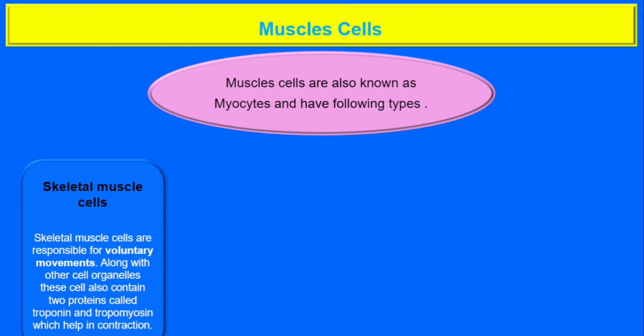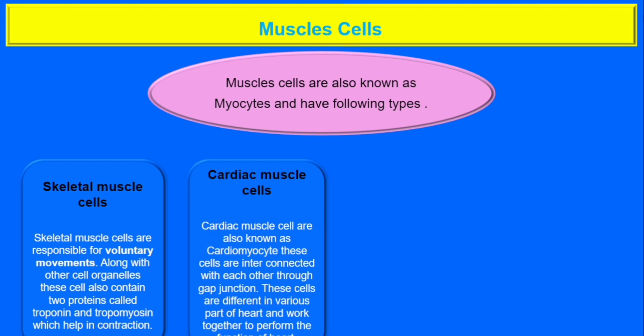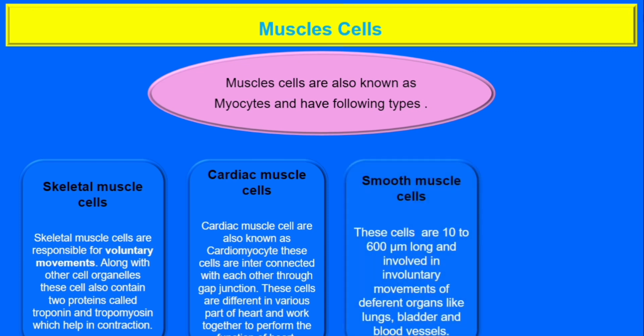Number 2, cardiac muscle cell. Cardiac muscle cells are also known as cardiomyocytes. These cells are interconnected with each other through gap junctions. These cells are different in various parts of the heart and work together to perform the function of the heart. Number 3, smooth muscle cell. These cells are 10 to 600 micrometer long and involved in the involuntary movement of different organs like lungs, bladder, and blood vessels.